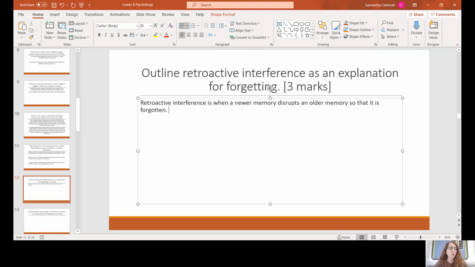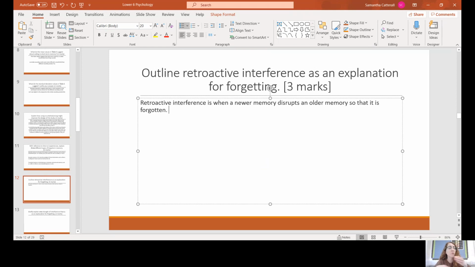There were a lot of people talking about trace decay, which is a different theory of forgetting. A lot of people used the word displacement, which is also a different theory of forgetting, which you might have come across when we did the multi-store model and talked about Jacobs' digit span. Interference is when memories get mixed up and distort each other. That's what you should be saying.